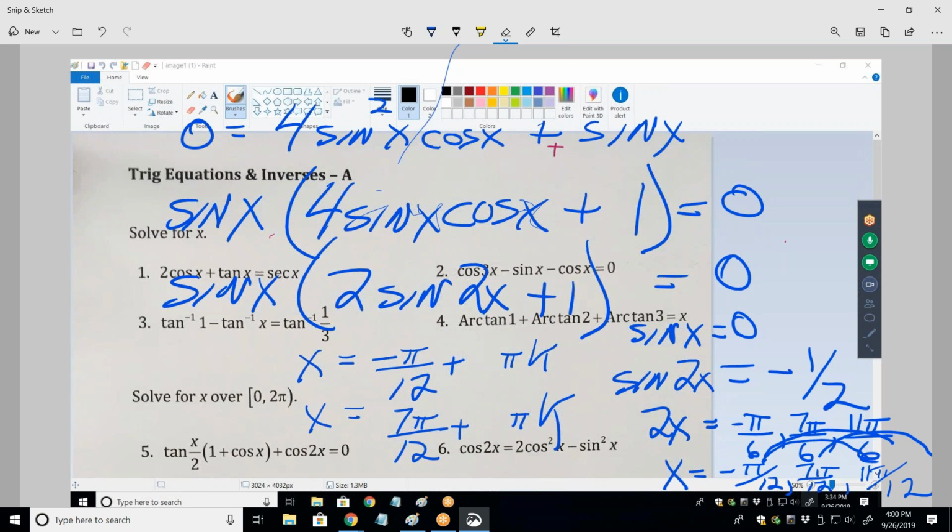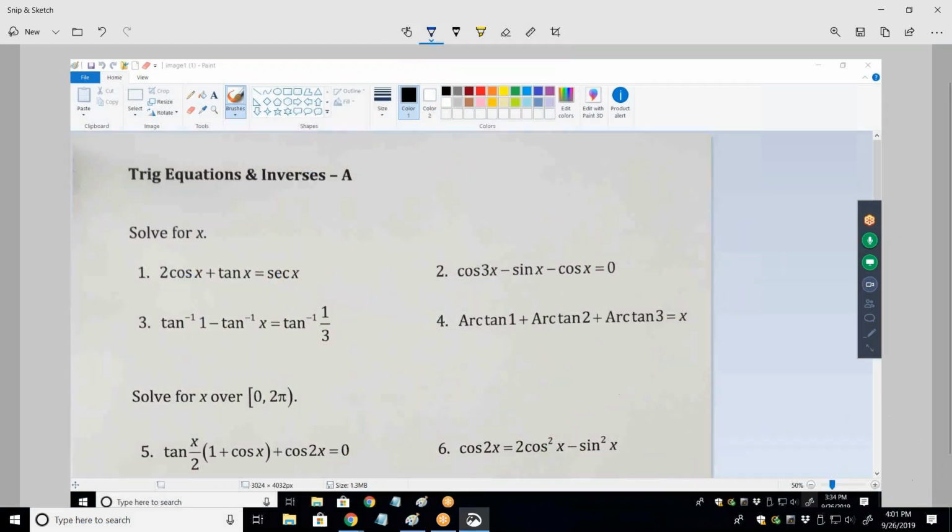So your total solutions are 0 plus pi k, negative pi over 12 plus pi k, and 7 pi over 12 plus pi k. Yes, I believe that's it. That's all you have. So that way worked. There's probably other ways to do that problem. Yes, I'm pretty sure that worked. Now, number 3.